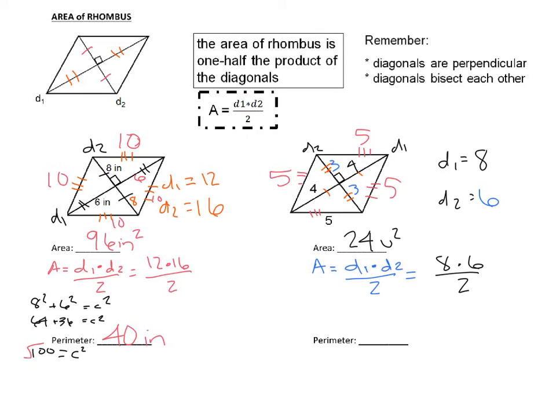And to find the perimeter, they actually gave us the side. So 5 times 4, because all the sides are the same, just like a square, will give us a perimeter of 20 units.